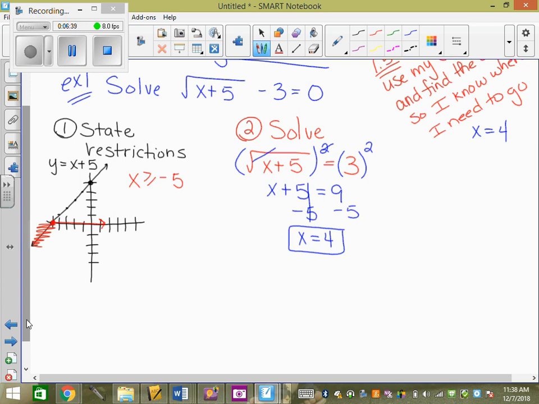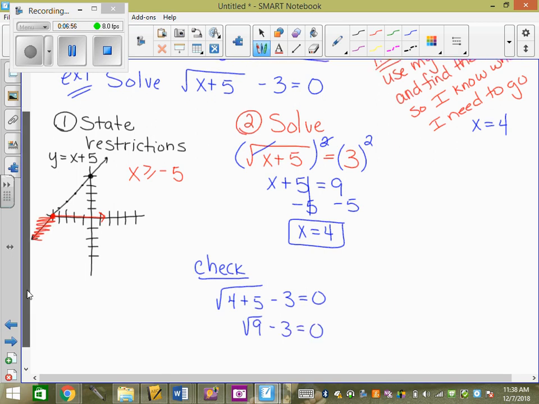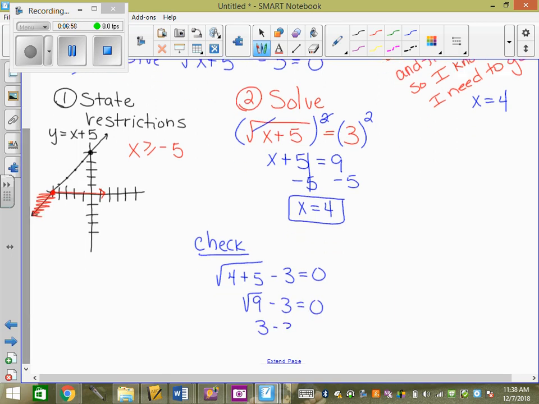You have to check the radicals. So I'm going to check it. I'm going to go square root. And I always check back into the typed version. So 4 plus 5 minus 3 equals 0. Square root of 9 minus 3 equals 0. 3 minus 3 equals 0. 0 equals 0. So I know I'm good. I checked it with my calculator, and I checked it with an actual algebraic method.